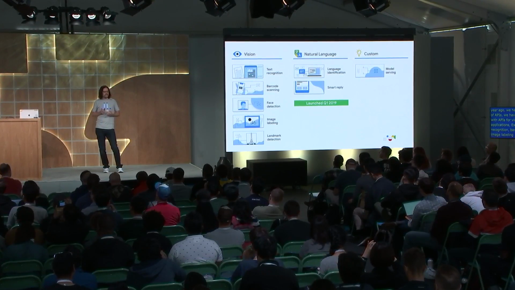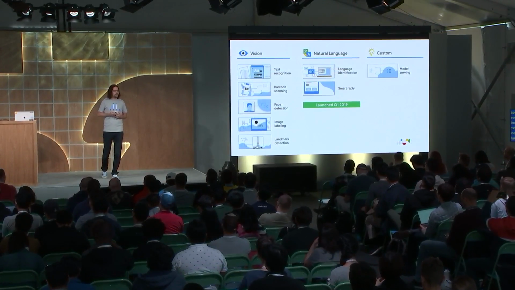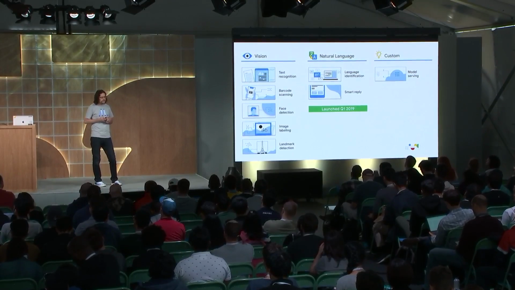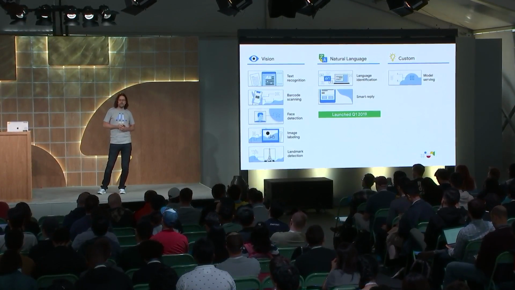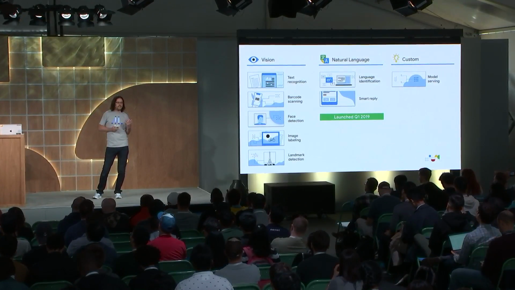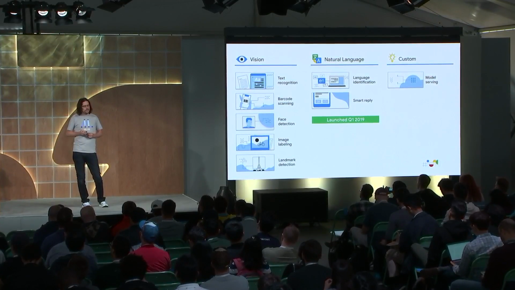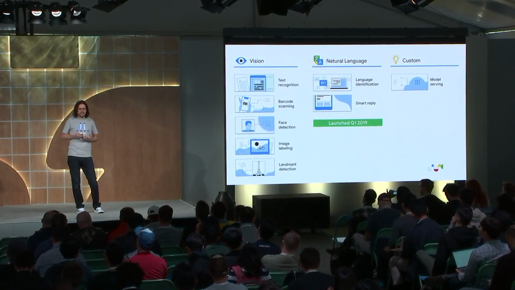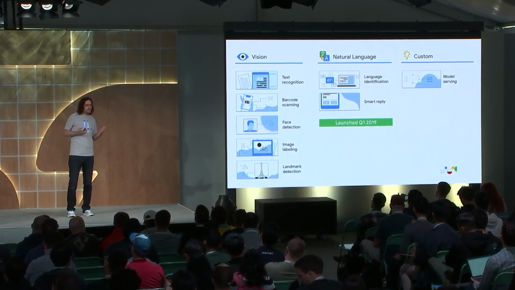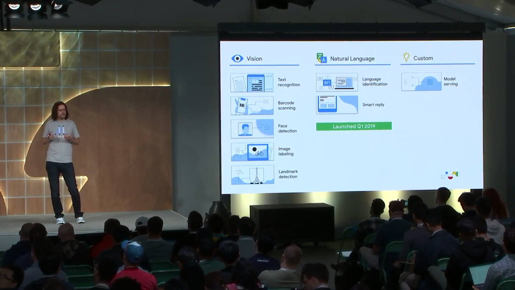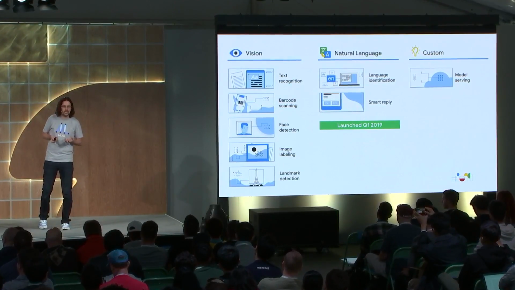Earlier this year, we extended that to natural language processing with APIs like language identification, which identifies the language of a string. And also Smart Reply. Smart Reply gives you suggested responses as part of a text conversation. We also have model serving. This allows you to serve a custom model from the cloud and keep your app small, and also allows you to do experimentation. So you can do A/B testing of 2 versions of a model in the field with real clients.